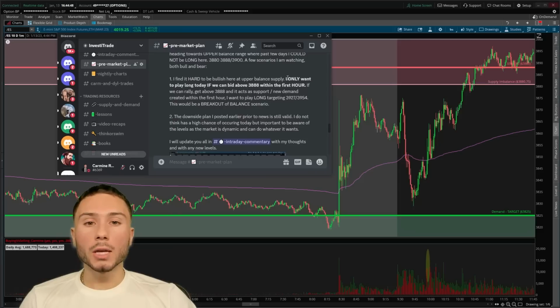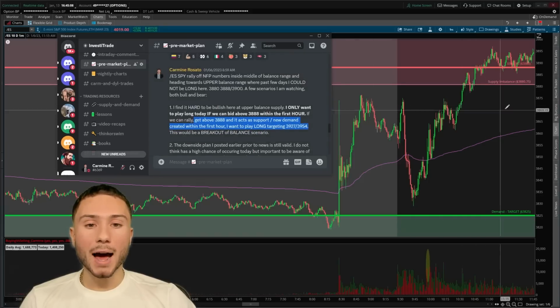Scenario number one on the S&P 500 was I only wanted to be bullish and play long today if we can bid above 3888 to 3880, which is this pink box to the upside. If we can rally, get above this level, and it acts as support or new demand, I want to play long, targeting 3927, which was a target to the upside.